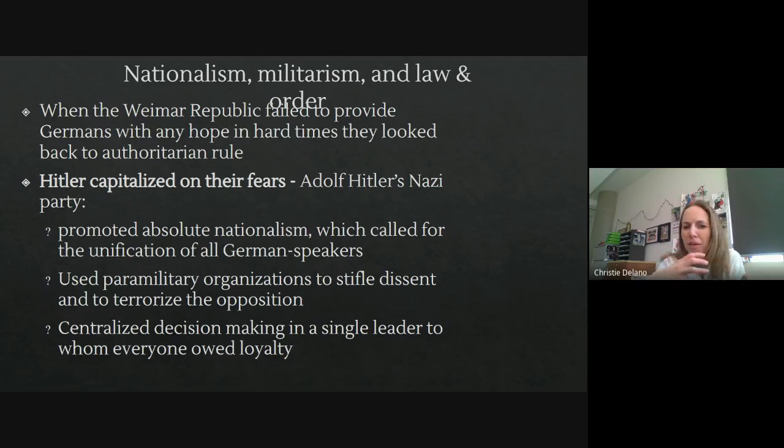He uses paramilitary organizations to root out the opposition, squash dissent. So that idea of threat and coercion in order to suppress the opposition. Okay. Centralized decision making into a single leader. We talked about this yesterday, of why dictatorships in terms of fascism require a single leader.